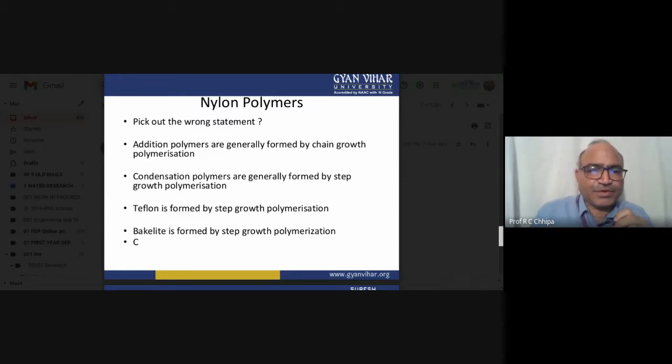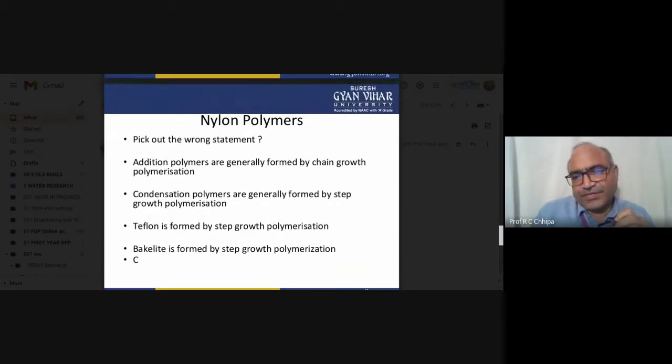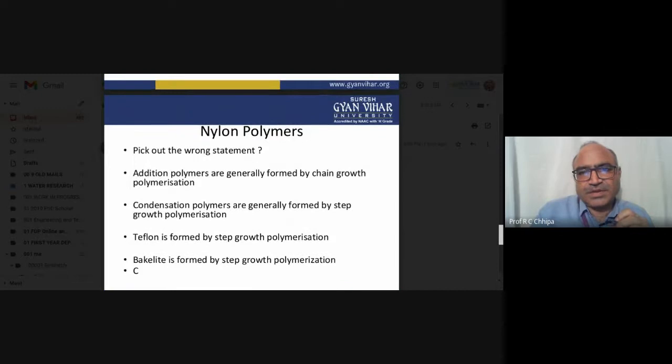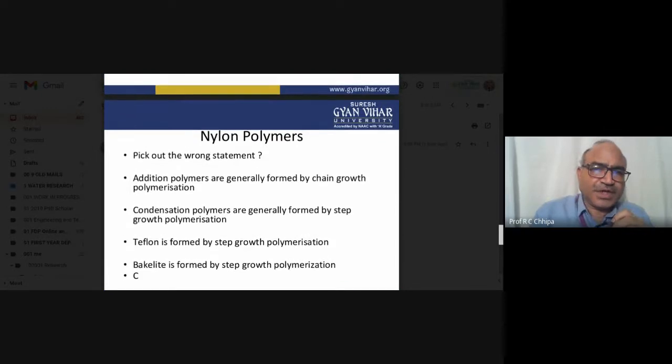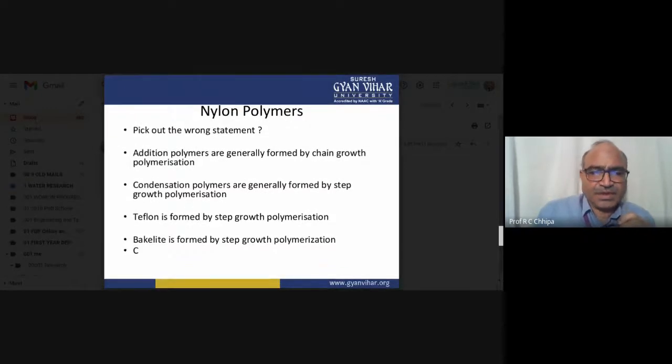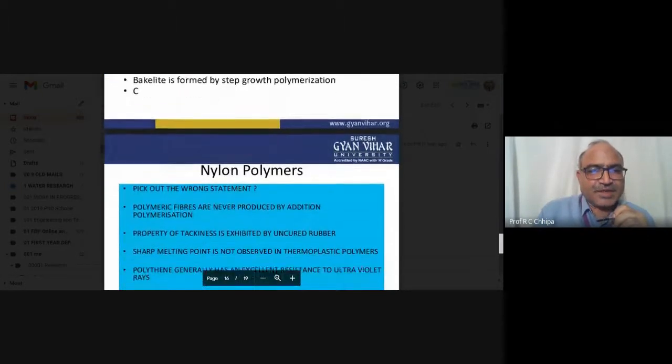All of you know about Teflon. That is also one of the thermoresisting polymers. In case of Teflon, it can resist up to 400 to 500 degrees centigrade. Bakelite was invented in 1935, and that is by the nylon.